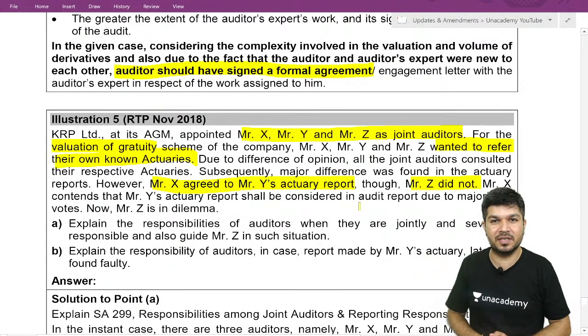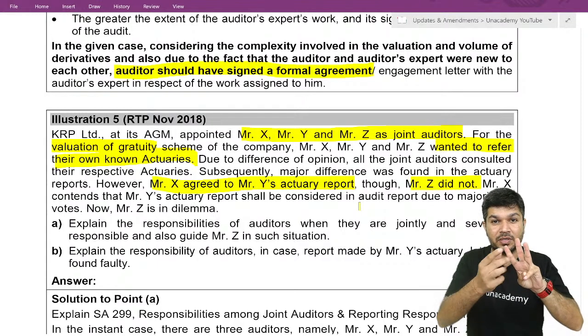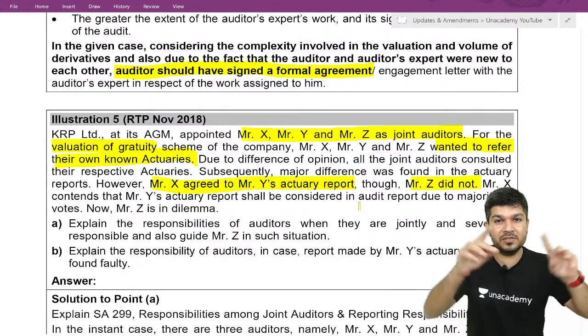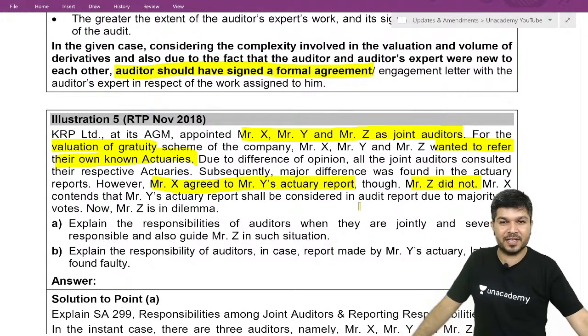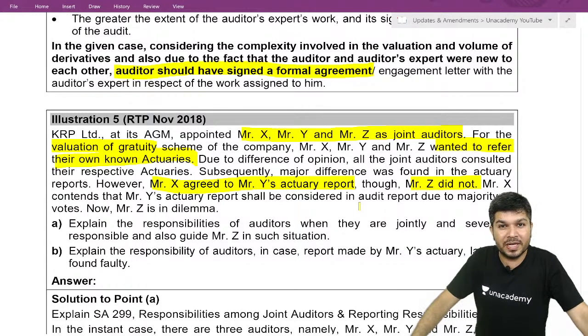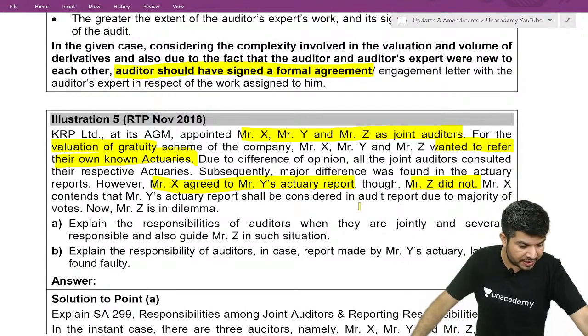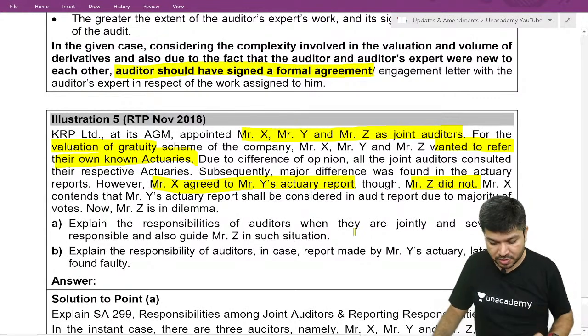Now the question: if at all, of 3 joint auditors, 1 auditor is not agreeing, can I say the majority agrees? So should I give one report of what the majority says? In case of joint audit, should I give one report of what the majority of joint auditors are telling? No. If you don't agree, you can give your own separate opinion under your joint audit.